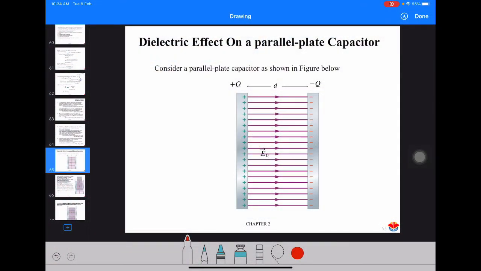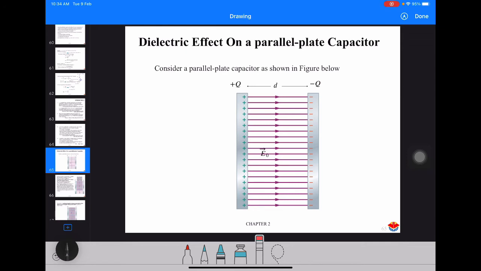Okay, so the next one is about the dielectric effect on a parallel plate capacitor. Previously what we learned is that between two plates, like plate A and plate B here, is just air or a vacuum. What if there's some certain material in between those plates? The material that we choose is normally an insulator.